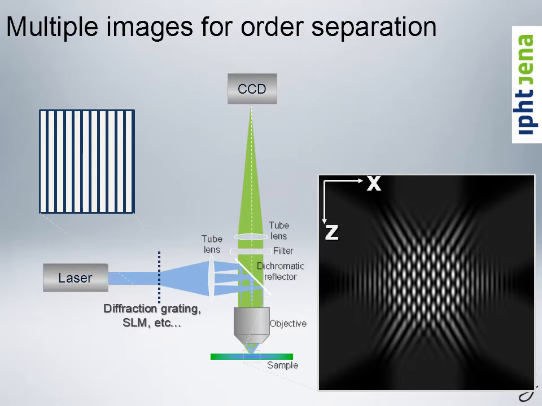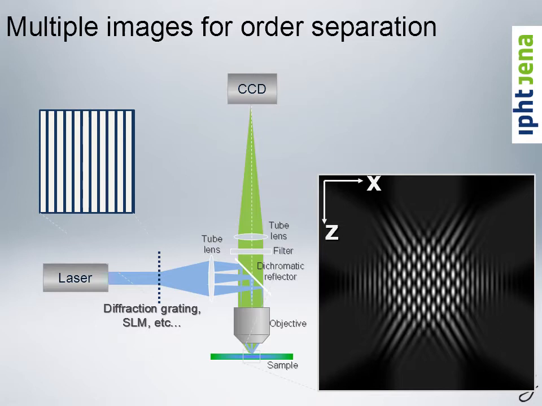But it turns out that it's quite useful to keep the zero order if you're working with three-dimensional samples, because what you then get, rather than having just a sinusoidal illumination, is a slightly non-sinusoidal, more like a rectangular illumination, if you want. And this illumination has a funny effect that's called the Talbot effect.